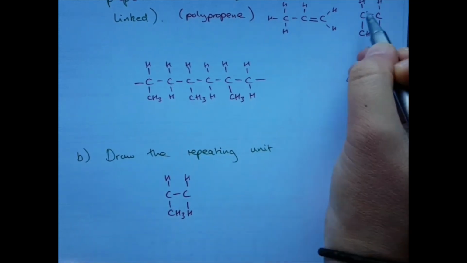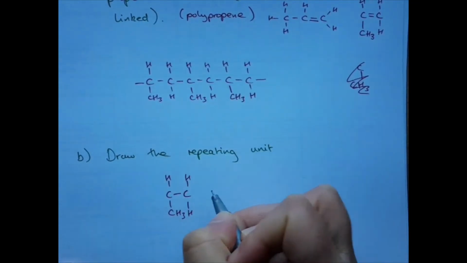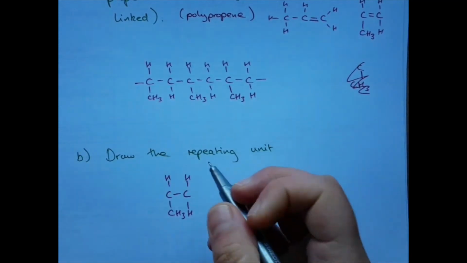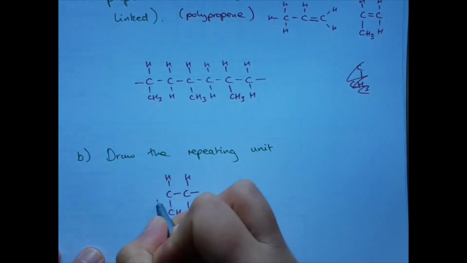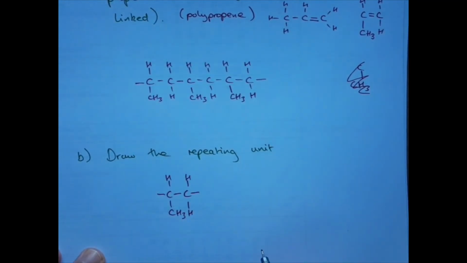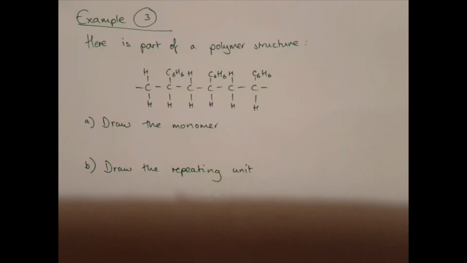Or basically we're drawing the monomer, but instead of drawing the double bond, we're going to imagine that we've broken that bond up, and that then leaves space for 2 more molecules to connect. So that's our repeating unit there. Okay, so here's one final example, example 3.